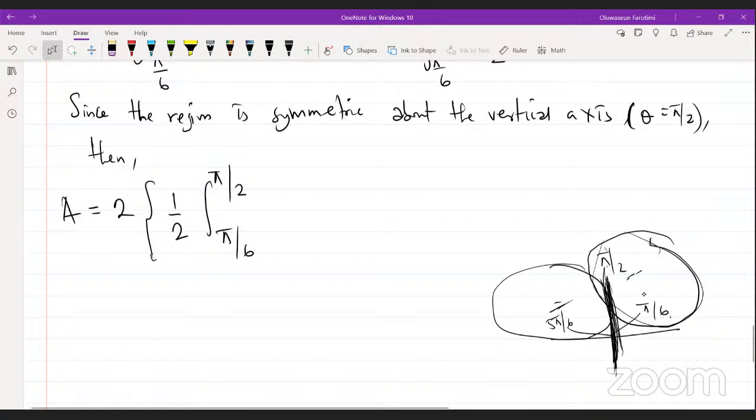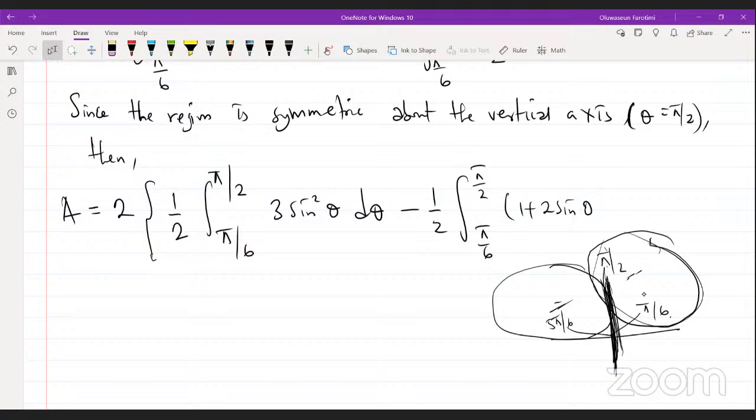Okay, so this is going to be 3 sine squared of theta d theta, minus a 1/2, pi over 2 and pi over 6. If you square that guy, you have 1 plus 2 sine theta plus sine squared of theta d theta. So right here, you need your knowledge. I'm not going to take off this sketch so that you guys understand what I just explained. This is where you now need your knowledge of integration, which we already learned, to integrate this guy.